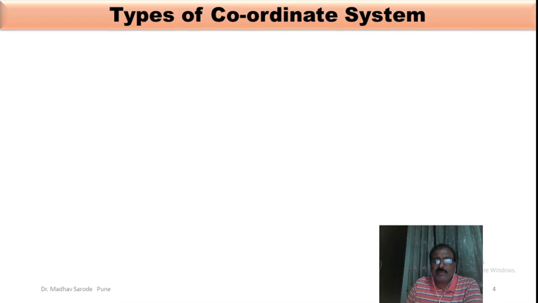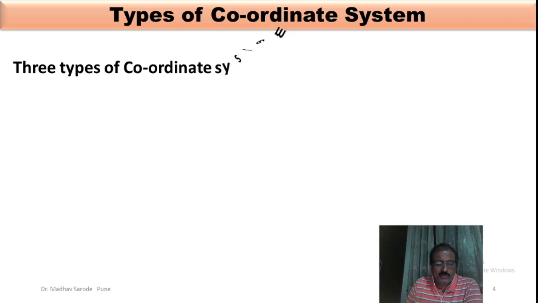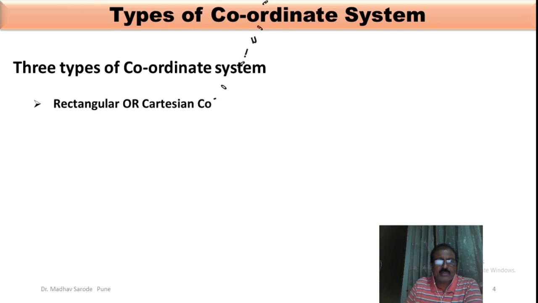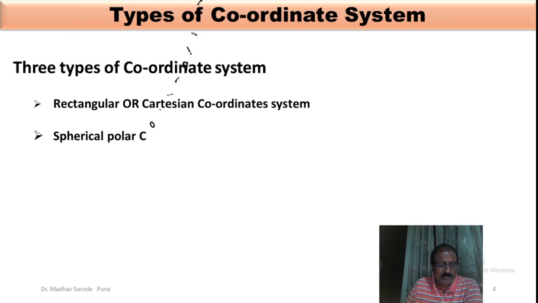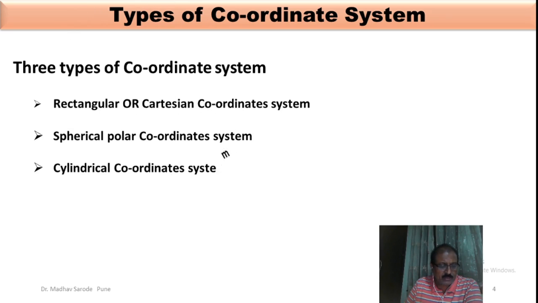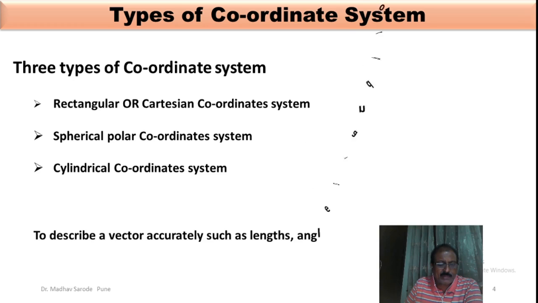The types of the coordinate system. There are three coordinate systems which are most commonly used. These systems are the Cartesian coordinate system, also known as the rectangular coordinate system; second, the spherical polar coordinate system; and third, the cylindrical coordinate system. We are going to study each one in detail, to describe a vector accurately, such as length, angles and projections, so we generally use these coordinate systems.